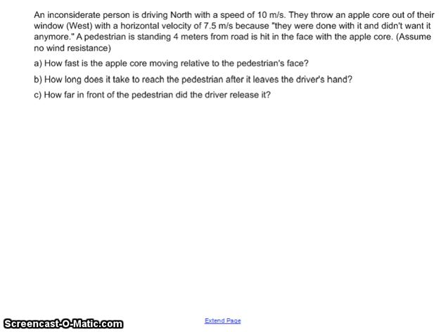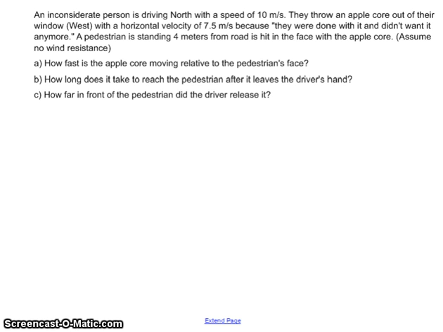An inconsiderate person is driving north with a speed of 10 meters per second. They throw an apple core out of their window west with a horizontal velocity of 7.5 meters per second, because, quote unquote, they were done with it and didn't want it anymore. A pedestrian standing 4 meters from the road is hit in the face with the apple core, and assume there's no wind resistance at play in here. We want to know how fast the apple core is moving relative to the pedestrian's face.